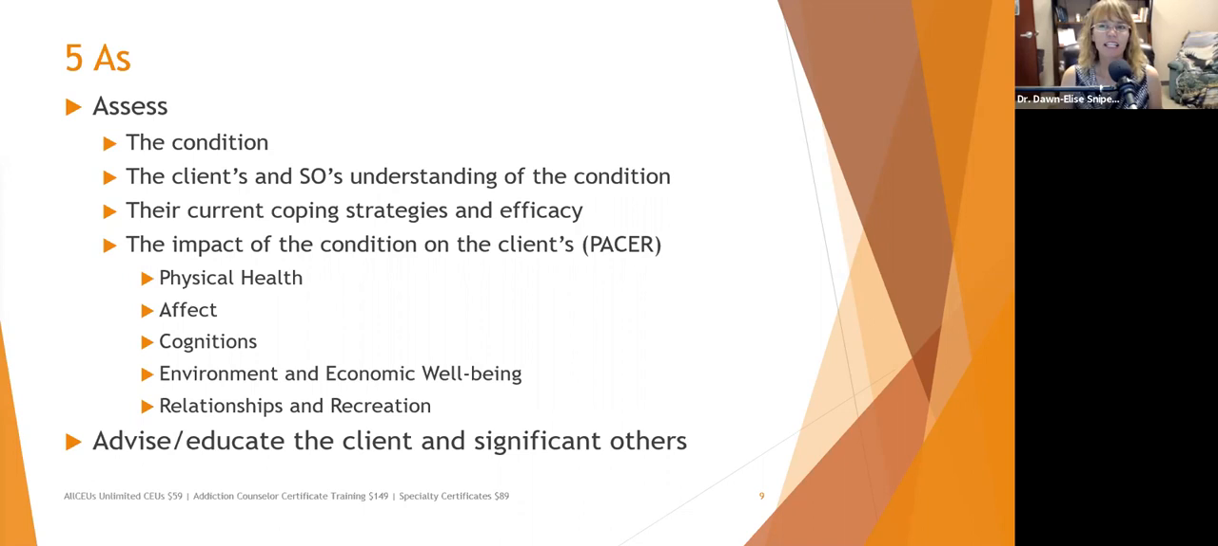You want to assess the client and the significant other's understanding of the condition. What caused it, or what do they think caused it, what the prognosis is, what the treatments are, all of those sorts of things in order to help remove the stigma in their own mind, because some people may feel stigmatized. We want to help dispel that.